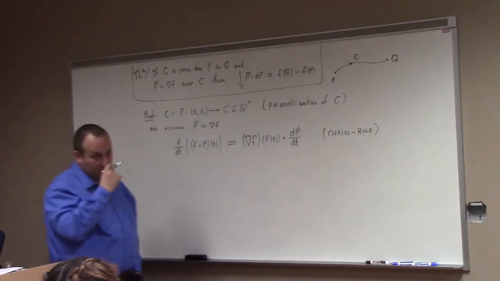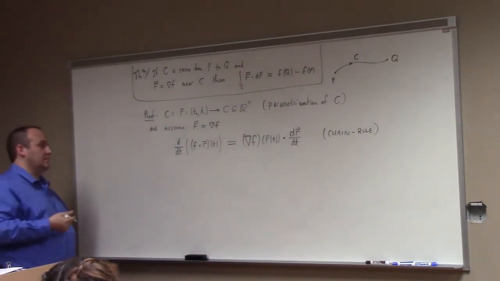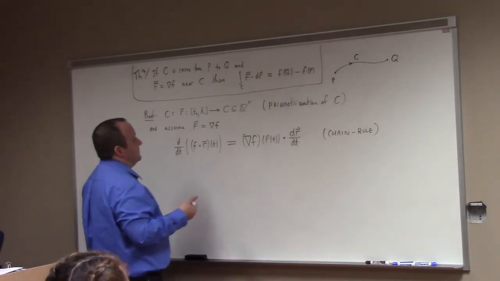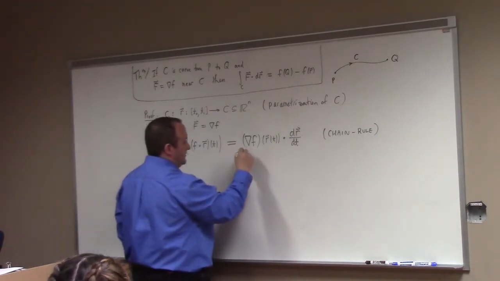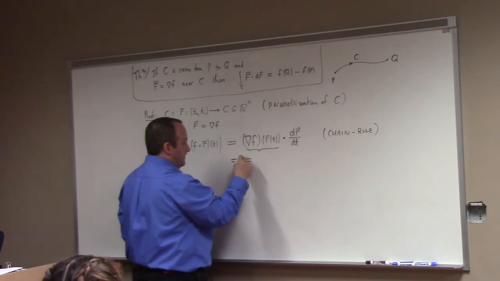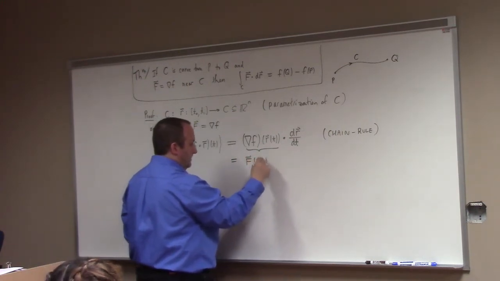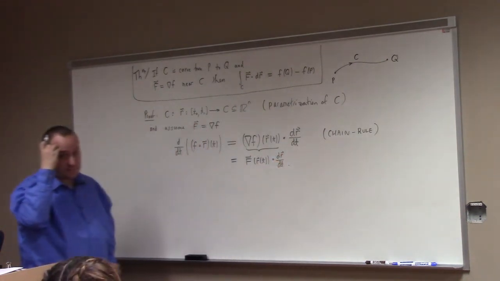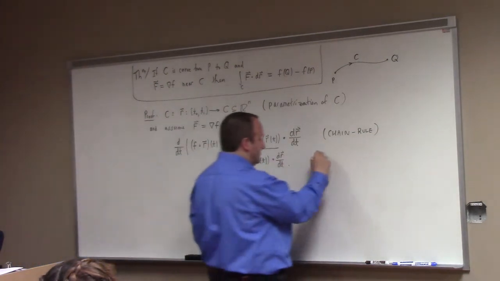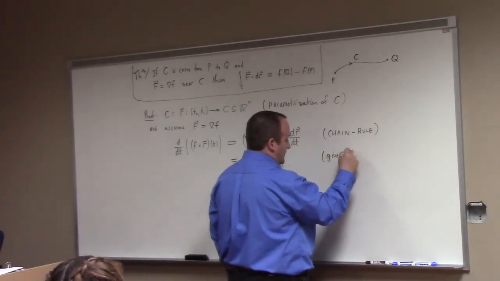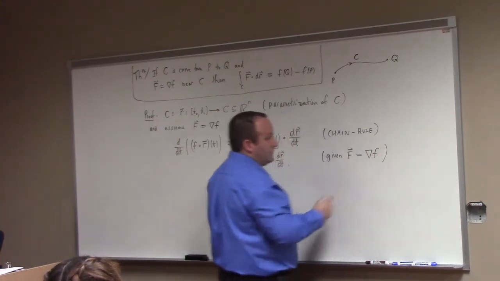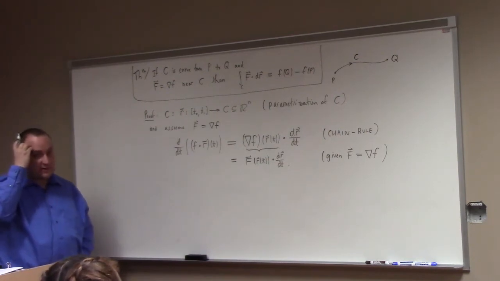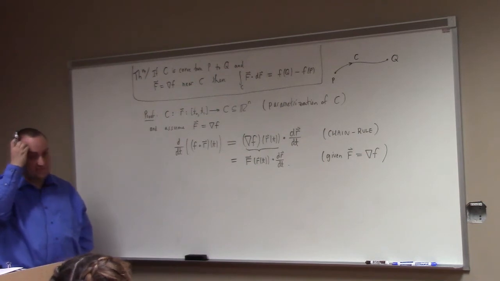Of course, in the case that F is equal to the gradient of f, this is actually equal to what? F of r of t, right? Because we're assuming that the force field is conservative. Remember, our definition of conservative force field is that it is equal to the gradient of some potential function. Here, the potential function is f.